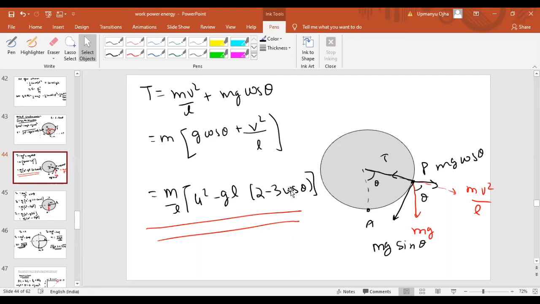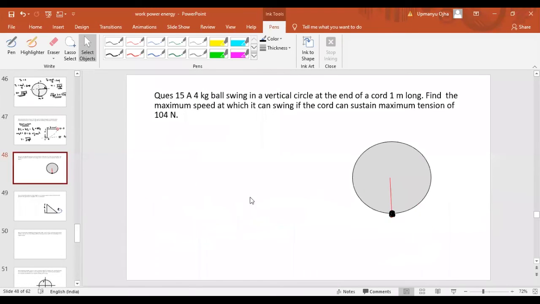The tension would be maximum if theta is 0 degrees. Then only the tension would be maximum. Tension would be maximum at the lowest point, so at point A itself the tension is maximum. Now draw the free body diagram here. If we draw the free body diagram, tension will be acting upward like this, and mg would be acting downward.